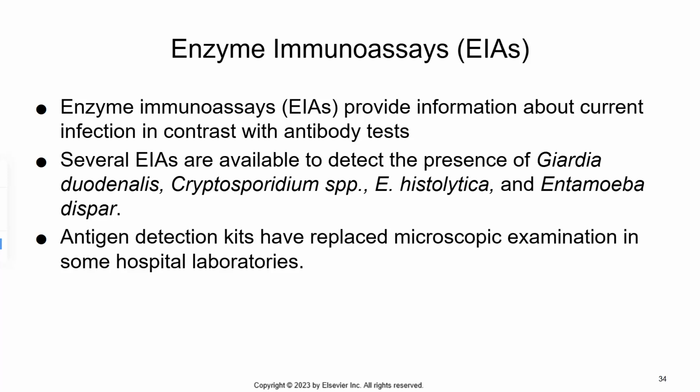So if all of a sudden someone tests positive for those antibodies, it's like, well, do they have an active infection and is it actually going to be a problem, or were these antibodies that kind of stayed around from a previous infection? Enzyme immunoassays, EIAs, provide information about current infection in contrast with antibody tests. Several EIAs are available to detect the presence of Giardia duodenalis, Cryptosporidium, Entamoeba histolytica, and Entamoeba dispar. Antigen detection kits have replaced microscopic examination in some hospital laboratories.